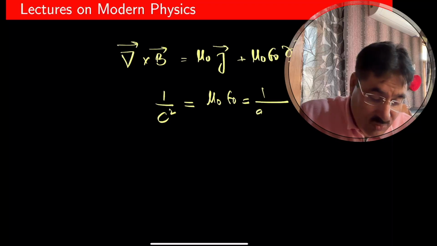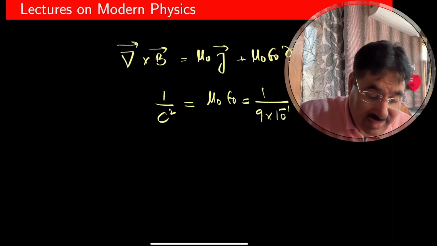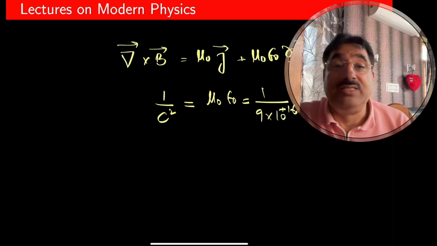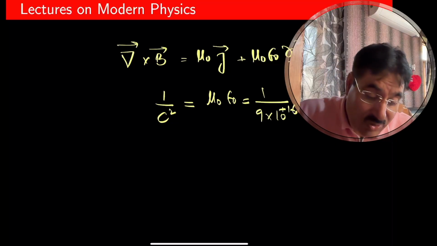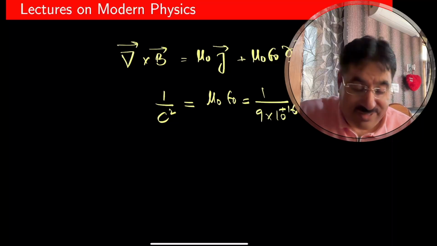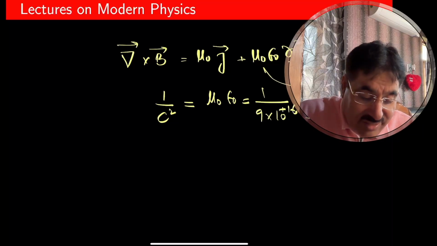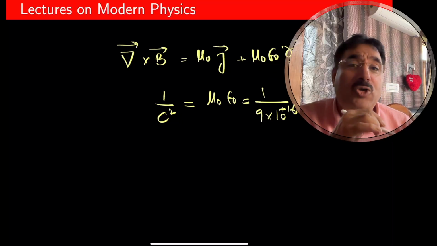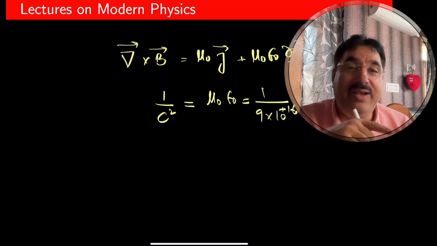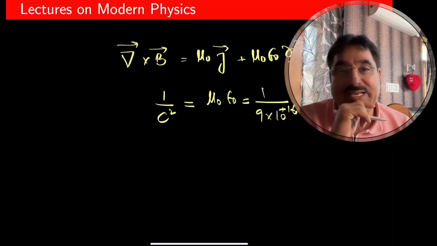And remember that is 1 by 9 into 10 to the power plus 16, which is 1 by 9 into 10 to the power minus 16, because the velocity of light is 3 into 10 to the power 8. So in your system of units, that is the SI system of units which you use in laboratory, the correction term is extremely small. So small that in ordinary experiments that Ampere carried, you can never see this correction.